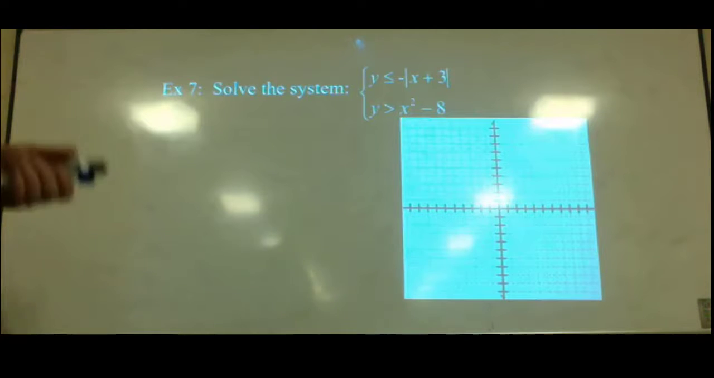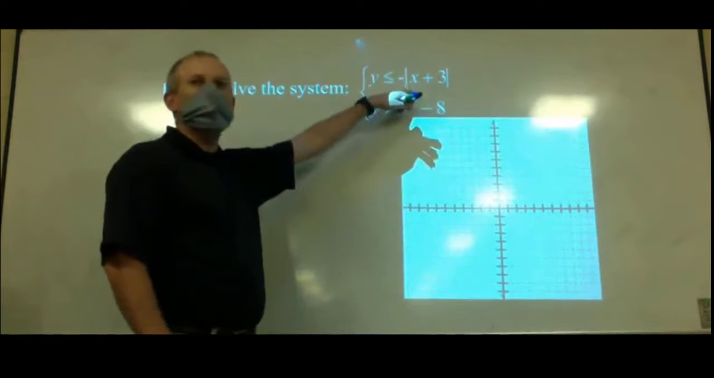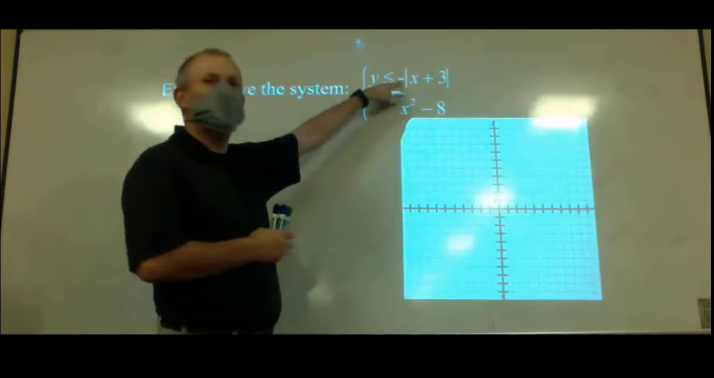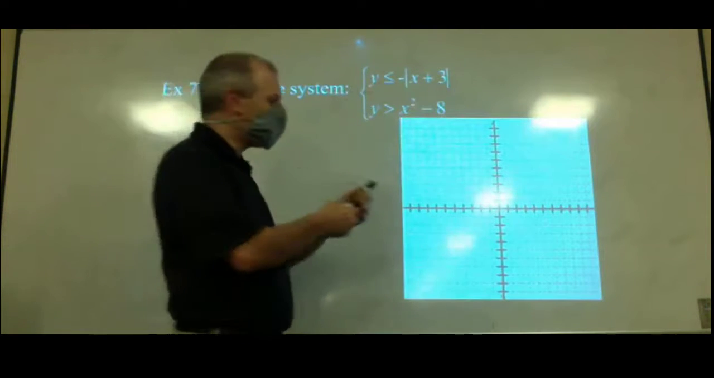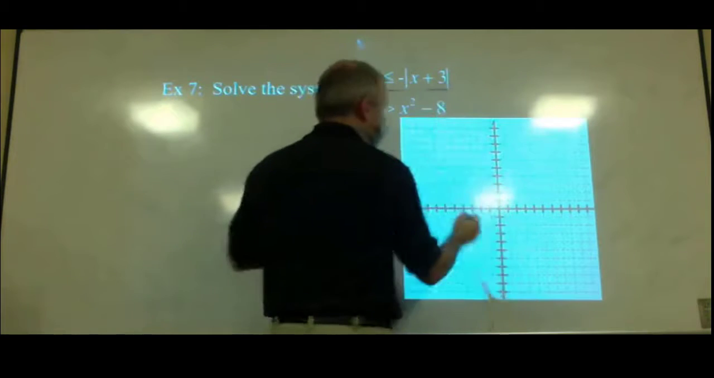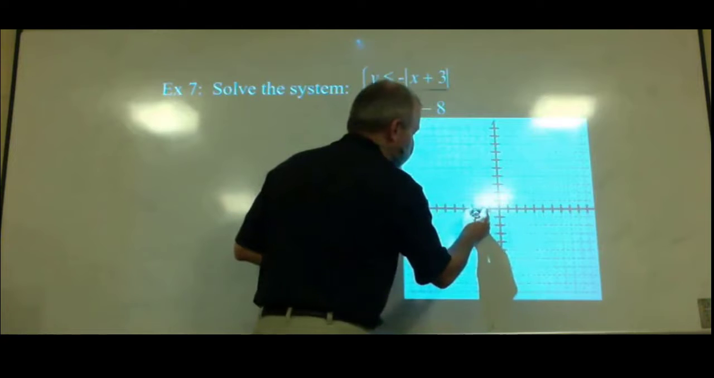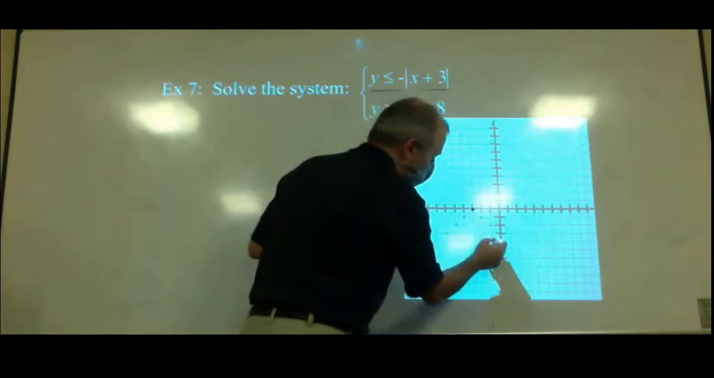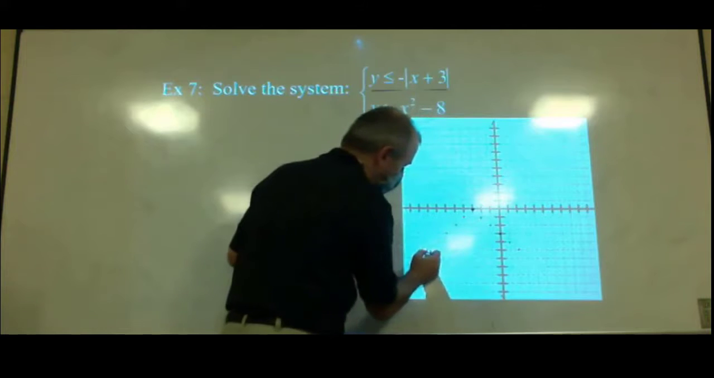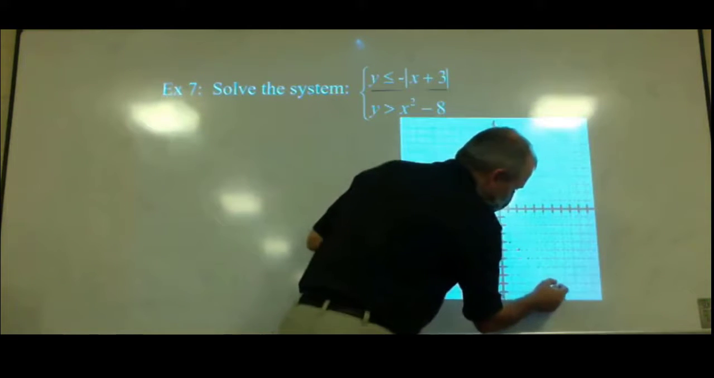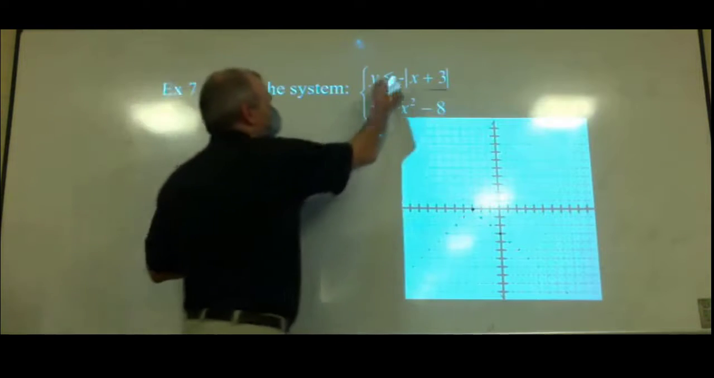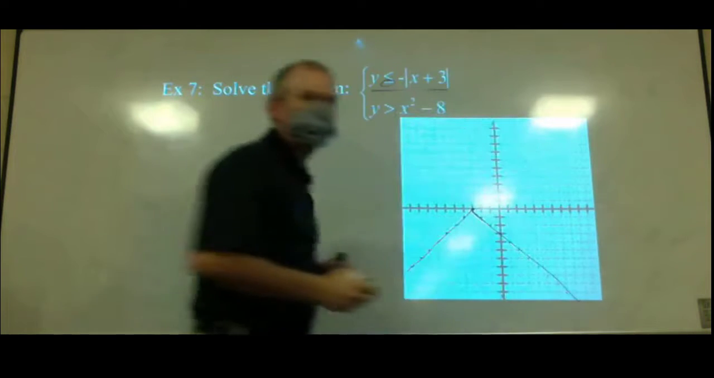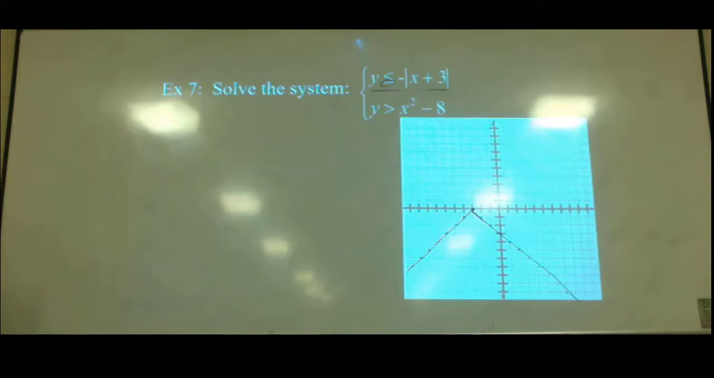Okay, so the first one is what shape again? It's a V shape. It has been moved which direction? To the left 3, but what else happened? It gets reflected. That's what the negative does. So let's draw this one in blue. So it got moved to the left 3, 1, 2, 3. But instead of going up, it's now going down. Does that make sense? Now, is our boundary going to be solid or dashed? Solid, because of the or equal to. Whoops, I missed those dots, but just pretend I hit them. Okay, now I'll be careful this time.